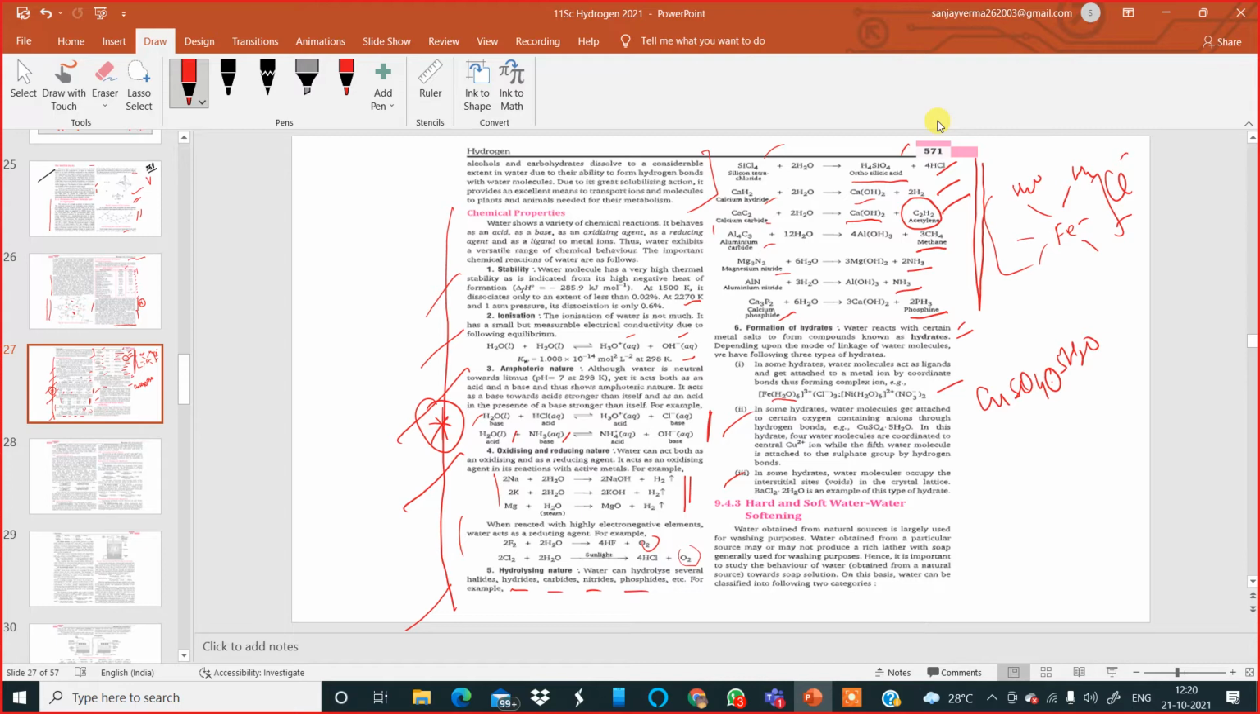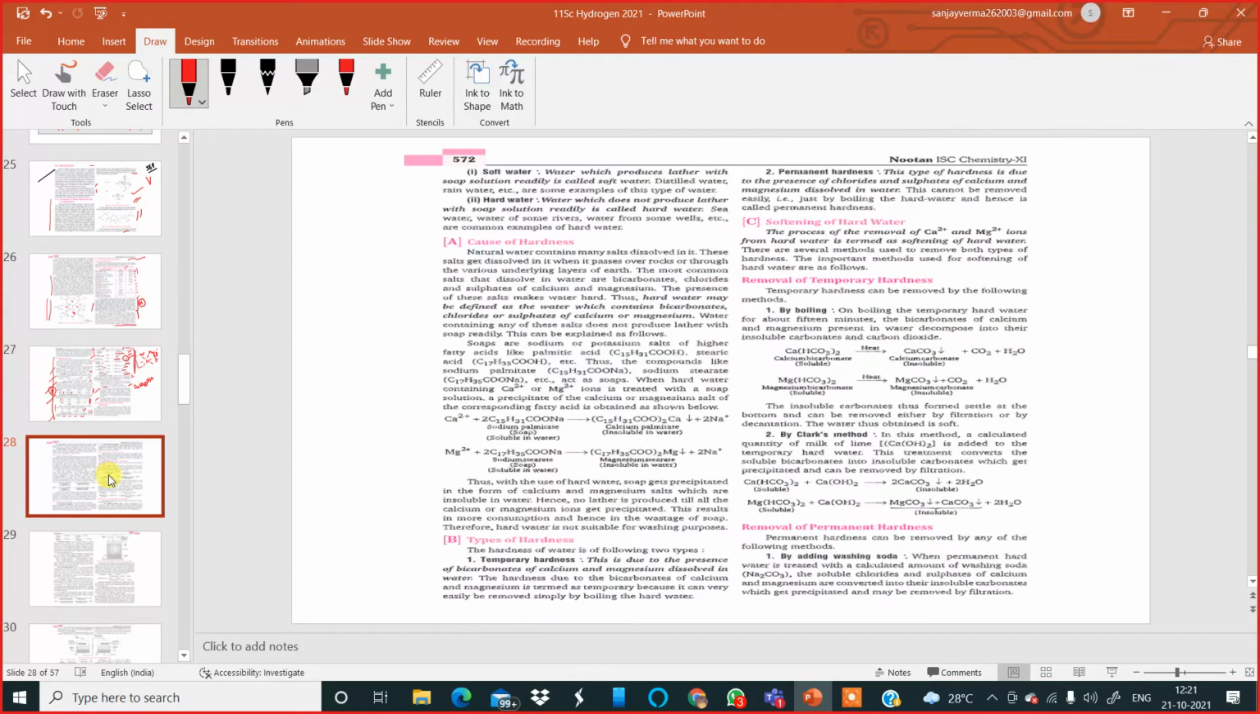Now there are two types of water, hard and soft water. Here we learn about softening of water. Water obtained from natural sources is largely used for washing purposes. Water obtained from a particular source may or may not produce a high lather with soap. Lather means foaming with soap. Hence, it is important to study the behavior of water obtained from natural sources towards soap solution. On this basis, water can be classified into the following categories. So let us look at the different categories.